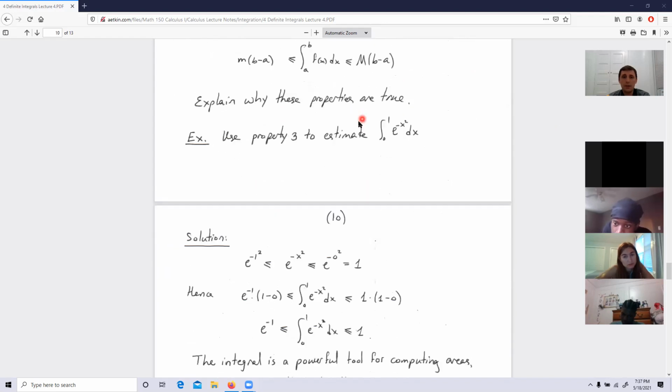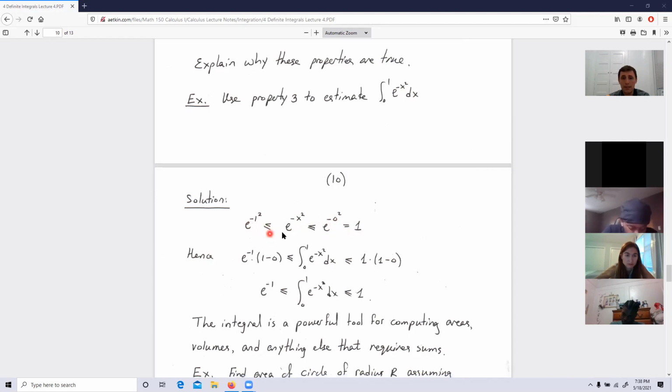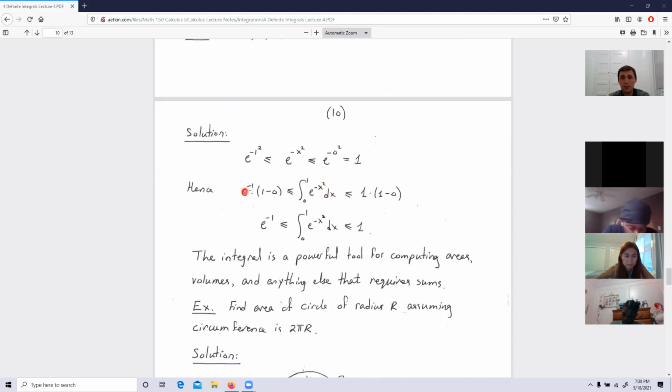Now, here we can use property 3 to estimate the integral from 0 to 1 of e to the minus x squared. Over the interval 0 to 1, the smallest value e to the minus x squared can be is e to the minus 1, and e to the minus x squared is always less than 1. So this integral is between e to the minus 1 times (1 minus 0) and 1 times (1 minus 0). So this integral is between e to the minus 1 and 1.